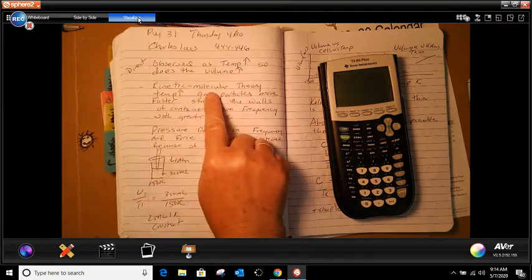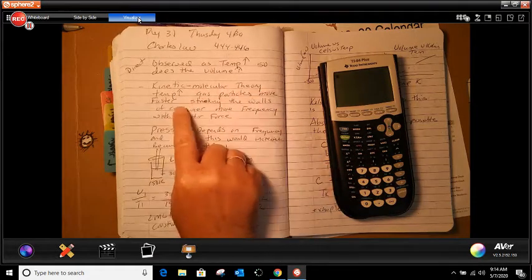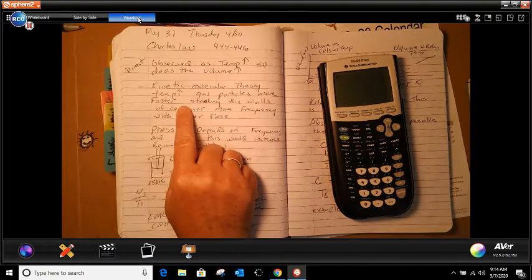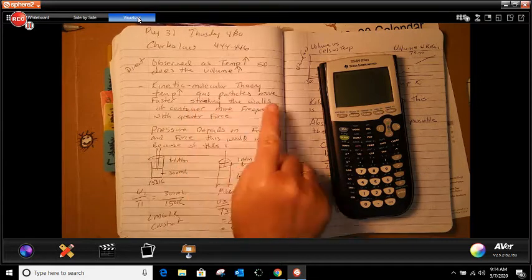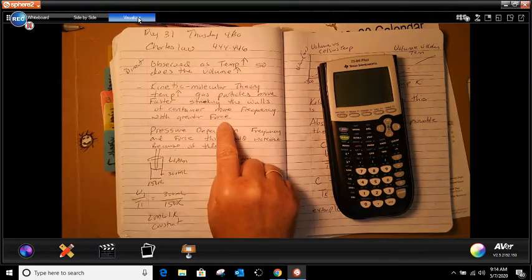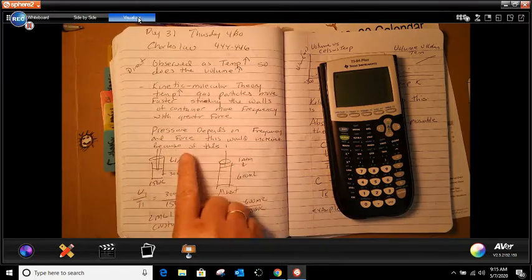Kinetic molecular theory is what supports Charles's law. That is saying if the temperature goes up, the gas particles move faster, hitting the walls of the container more frequently and with greater force, which would cause the volume to go up. Pressure depends on the frequency and the force that would be released because of this.